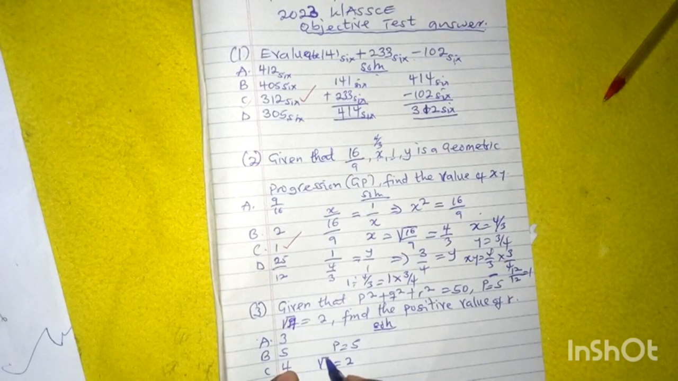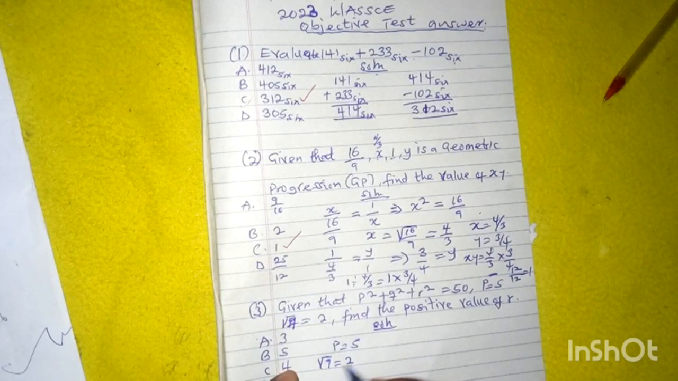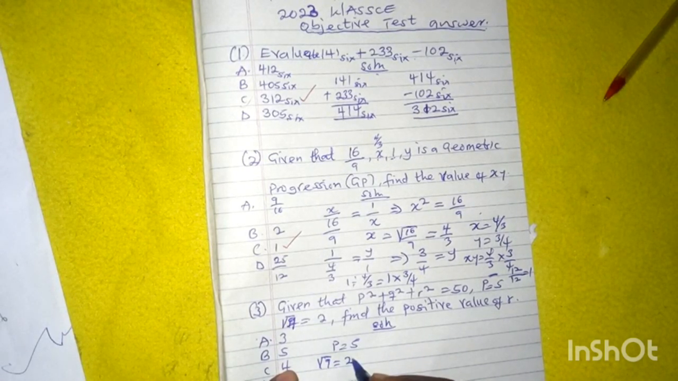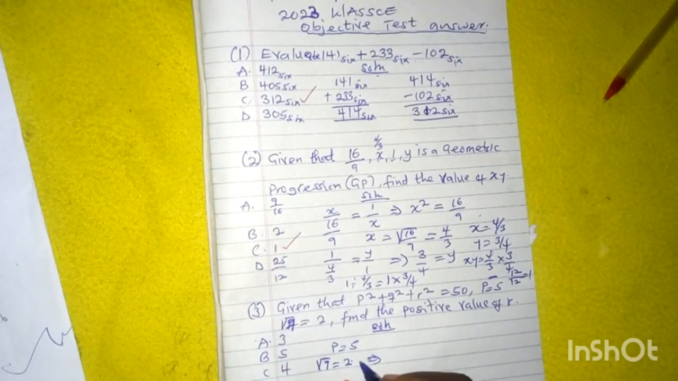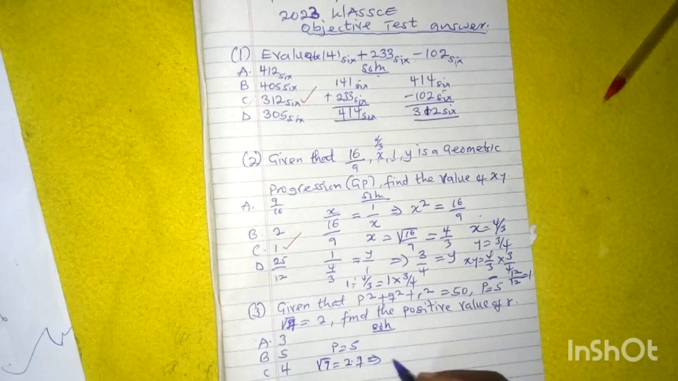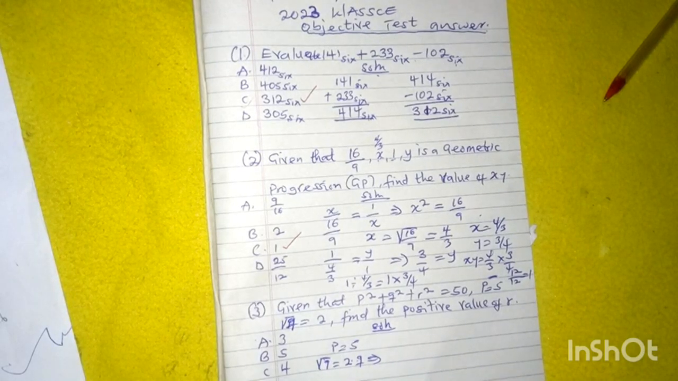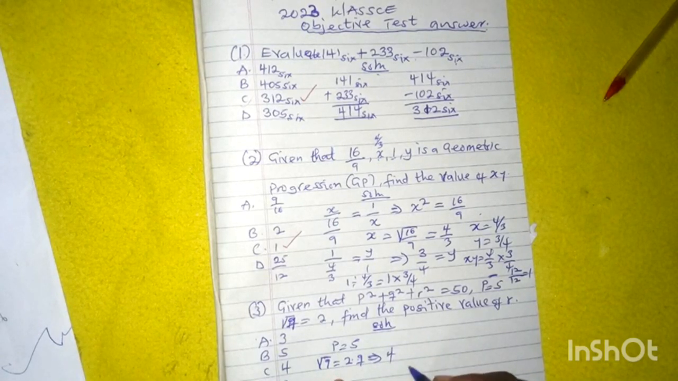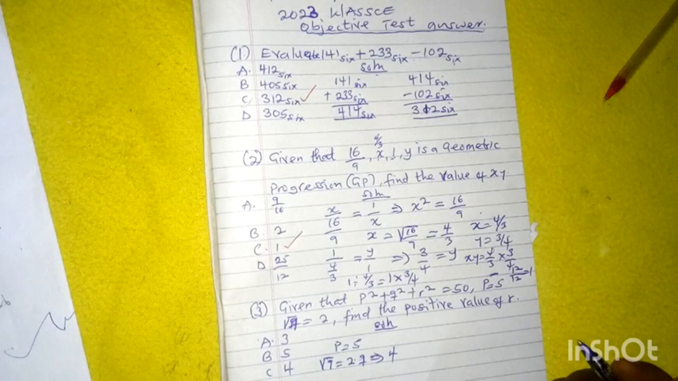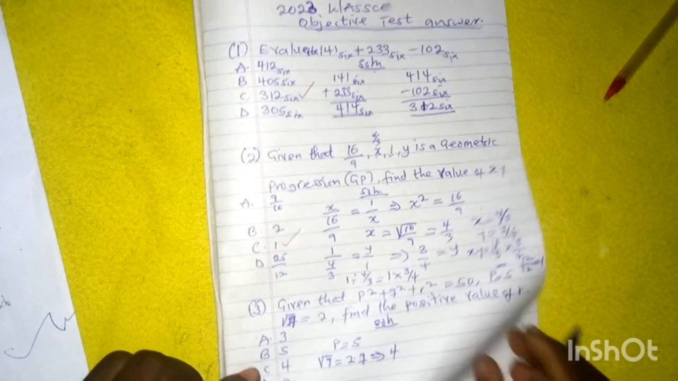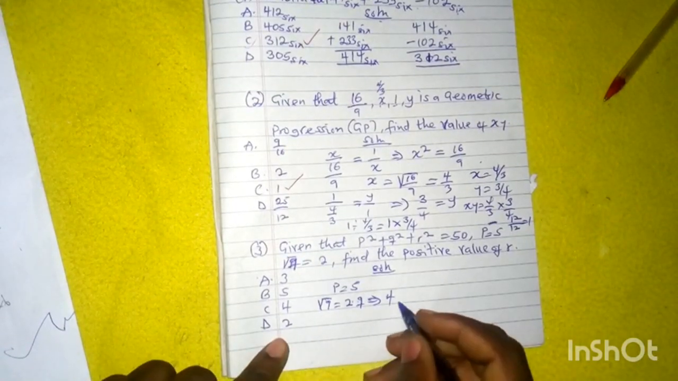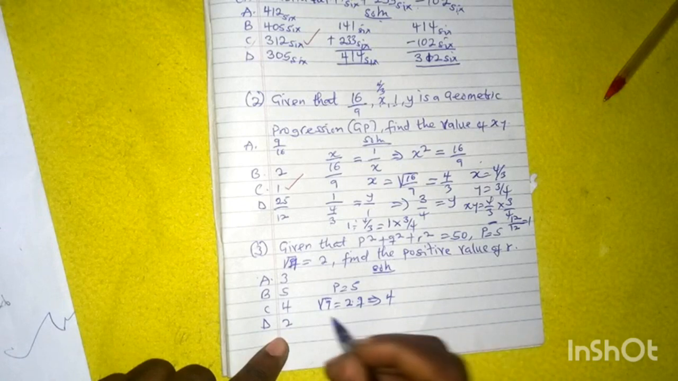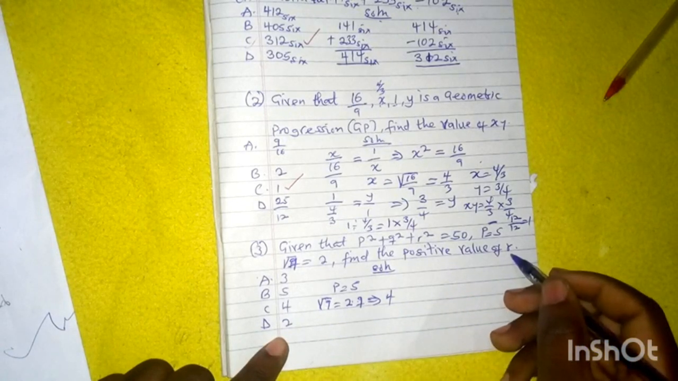So for us to find q, we square both sides. We square this side and square this one. When we square it to cancel the square root, this one too will be squared. 2 squared will give us 4. Therefore q is now 4, and we are asked to find the positive value of r.